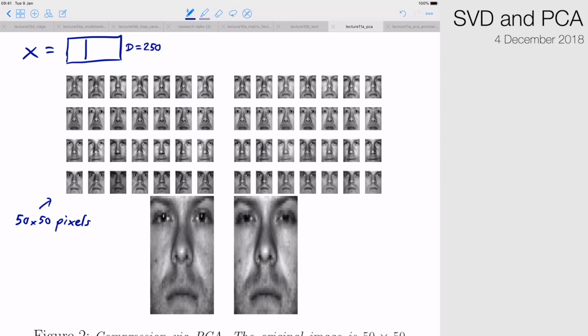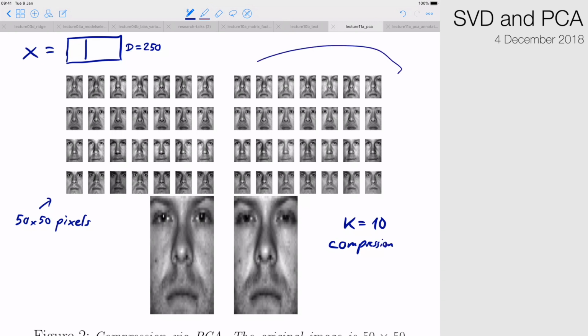And I have 28 images or so. Then what we do is, let's just do PCA. We say 250 features is too much for me. Can I compress this? Can I use PCA with k equal 10? So just the first 10 components, which is quite a drastic compression. I go from 250 to 10. This is the compression.